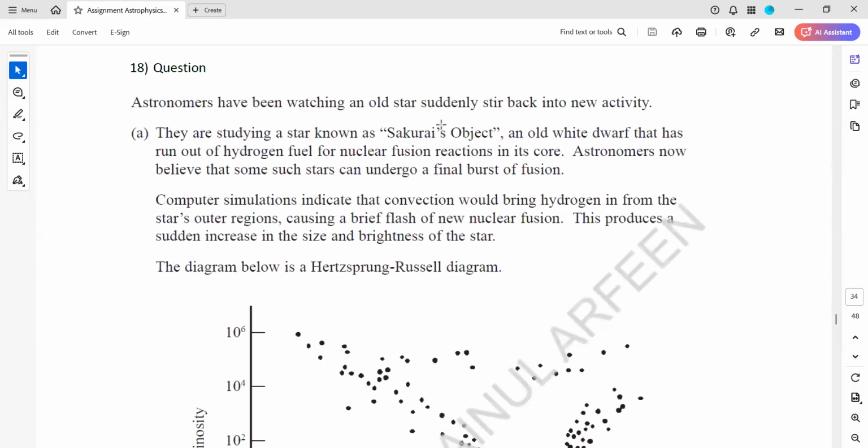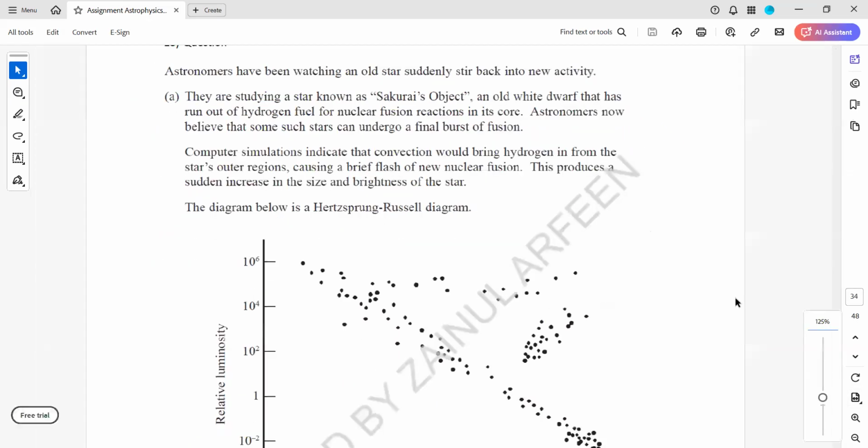The astronomers have been watching an old star suddenly stir back into new activity. They are studying a star known as Sakurai's Object, an old white dwarf that has run out of hydrogen for nuclear fusion in its core. Astronomers now believe that some such stars can undergo a final burst of fusion.